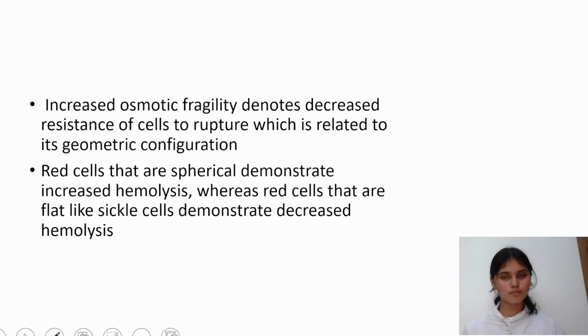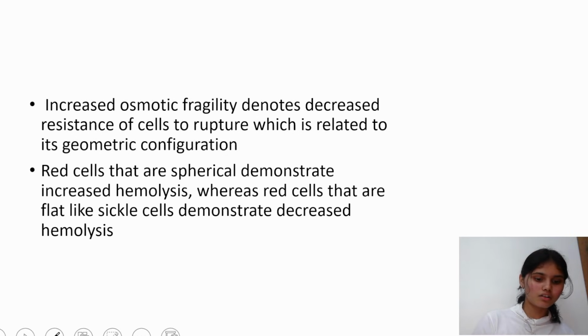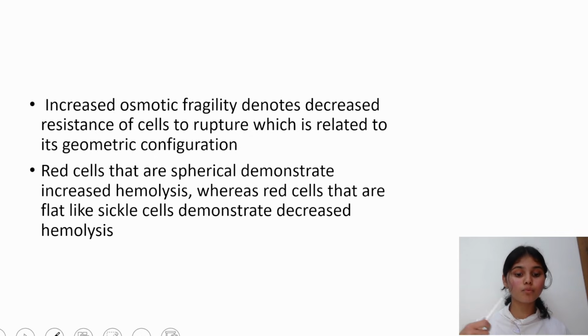it would cause decreased resistance and therefore increased osmotic fragility. The red cells that are spherical demonstrate increased hemolysis, that means increased osmotic fragility, whereas the red cells that are flat like sickle cells demonstrate decreased hemolysis. So you should know that spherocytosis has increased osmotic fragility. Sickle cells will have decreased osmotic fragility because they have more resistance and demonstrate decreased hemolysis.